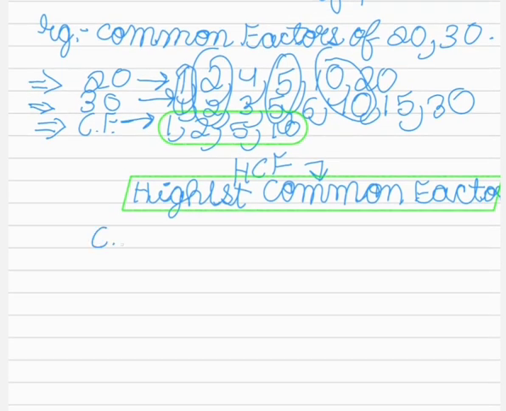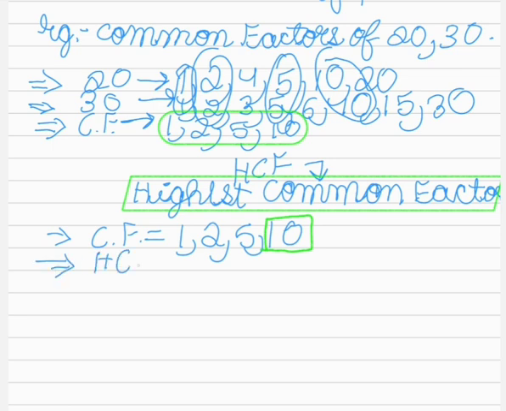Take the example of 20 and 30 only. We found the common factors are 1, 2, 5 and 10. Which is bigger: 1, 2, 5 or 10? You will say that 10 is the biggest. It's correct. So their HCF would be 10 only, because we found the common factors and the highest common factor is 10. You can also check: 20 divided by 10 is 2 and 30 divided by 10 is 3. So 10 is the exact divisor of both. So this is the simple method of finding the highest common factor.